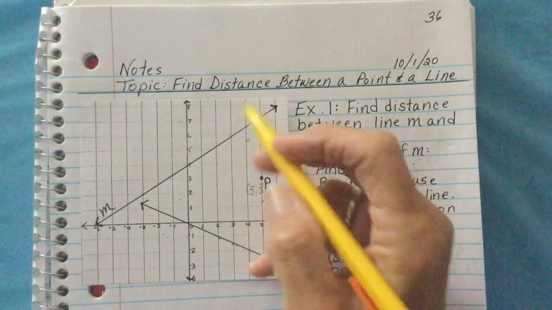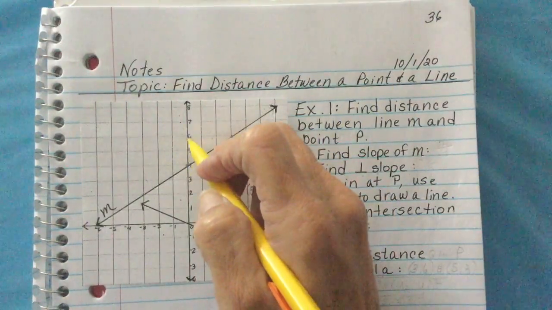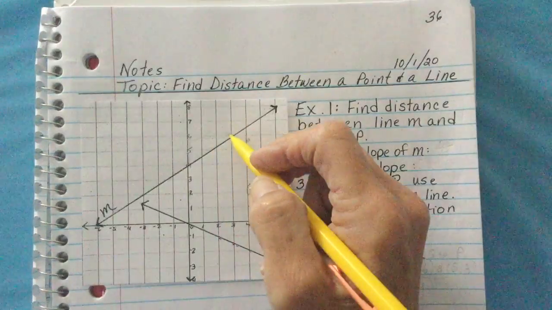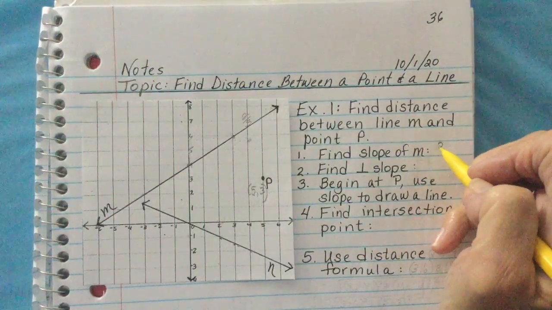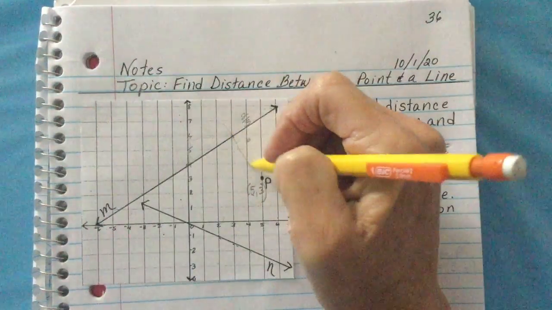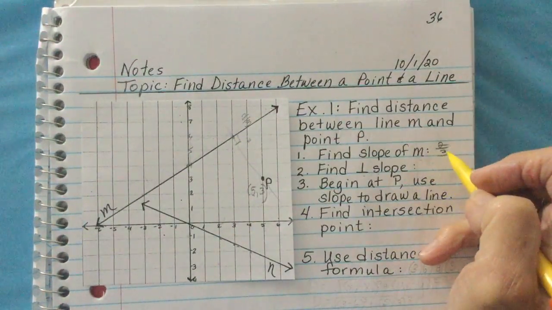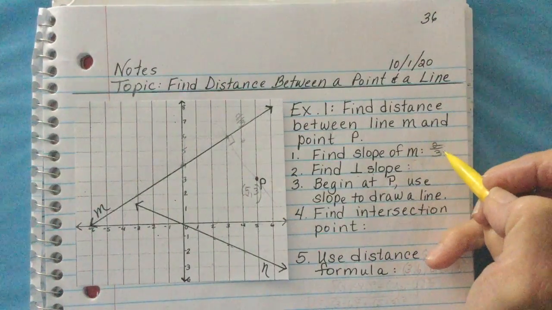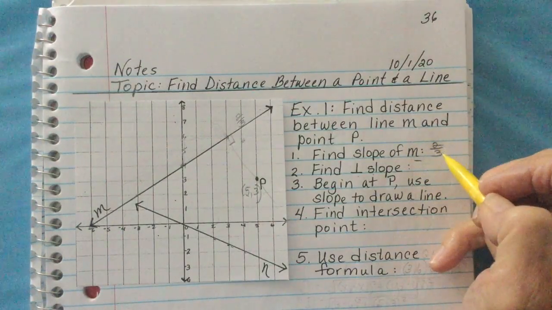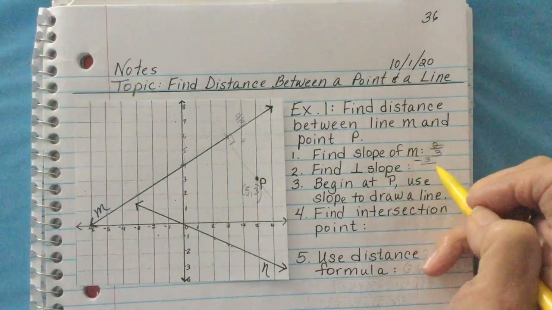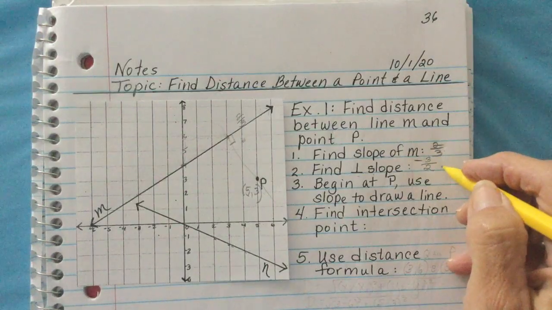First, the slope of M. If we start here and go here, that's going up 2 and right 3. So my slope of this line is 2/3. The line that we're going to make is going to be perpendicular to that, so it's going to have a slope that's the opposite reciprocal. 2/3 is positive, so this one's going to be negative, and the reciprocal of 2/3 becomes 3 over 2. So the slope of this line is going to be negative 3 over 2.